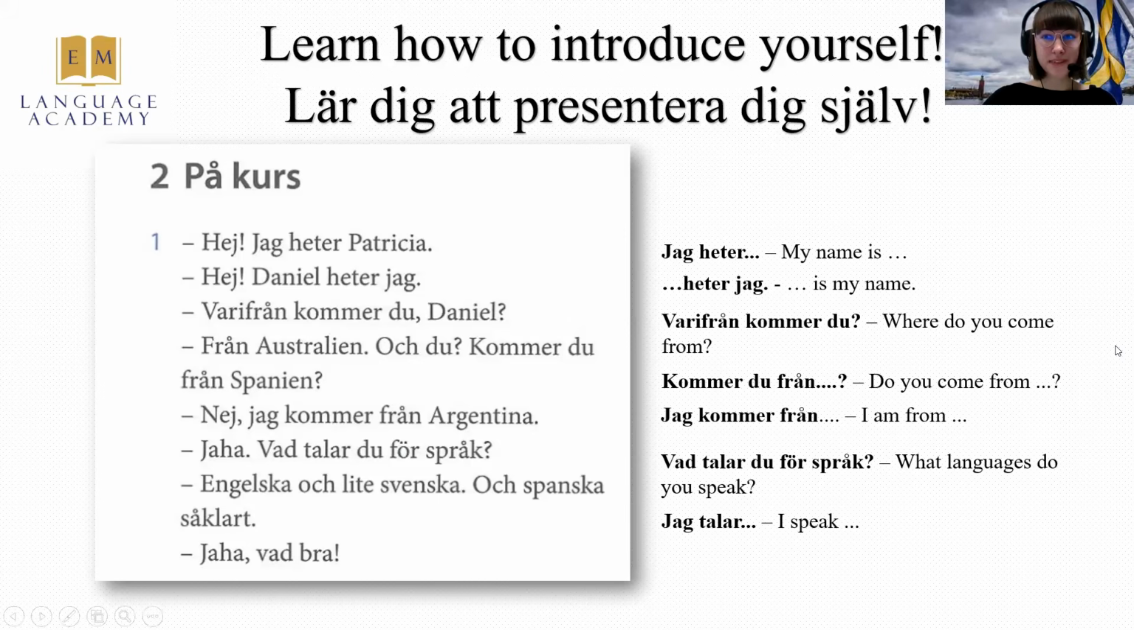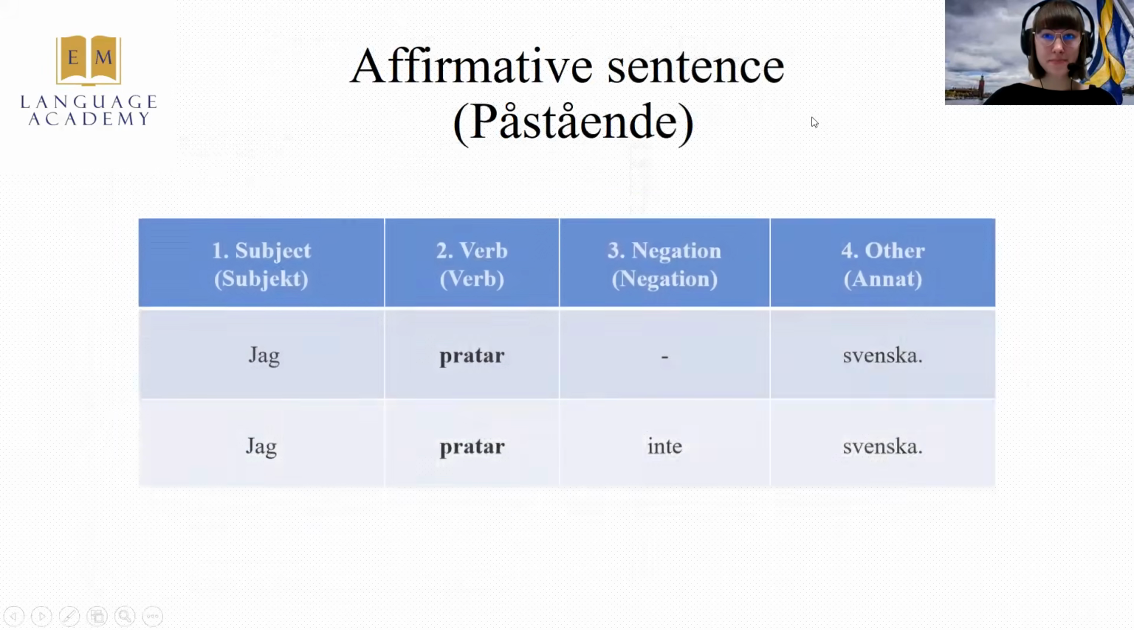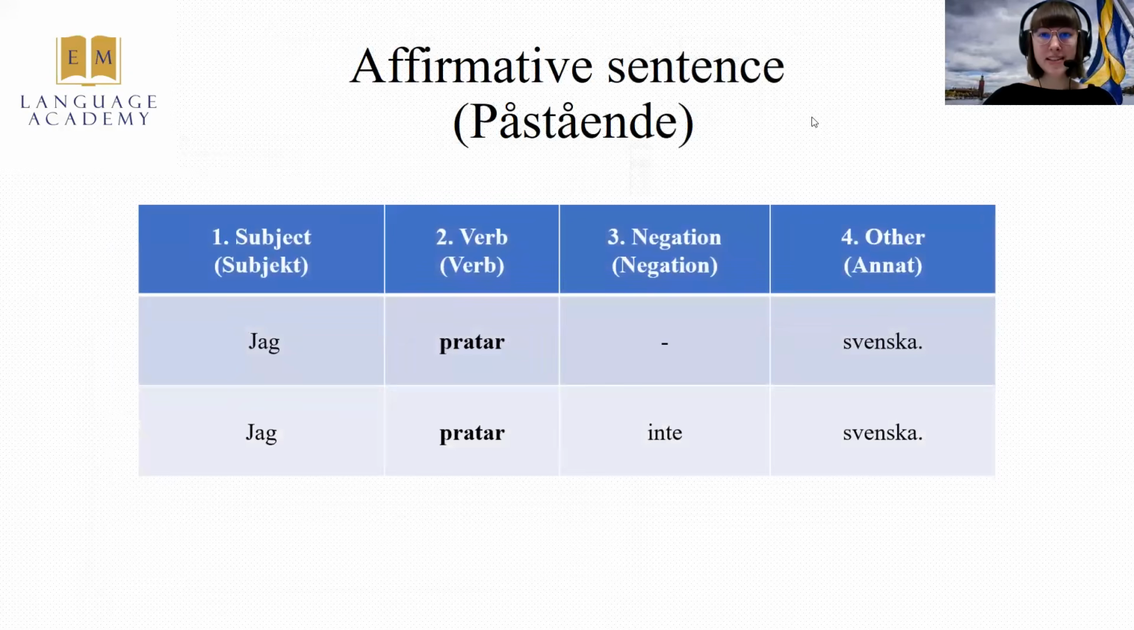Moving on further, we have a scheme that illustrates something that we have to take into account before constructing affirmative sentences in Swedish, or påstående. An affirmative sentence, ett påstående. Right? So what we have to remember is 4 columns, 4 different groups. The first one is the subject. The second one is, of course, the verb. The third one is negation, if we have any. And the fourth one is other, something that is left.